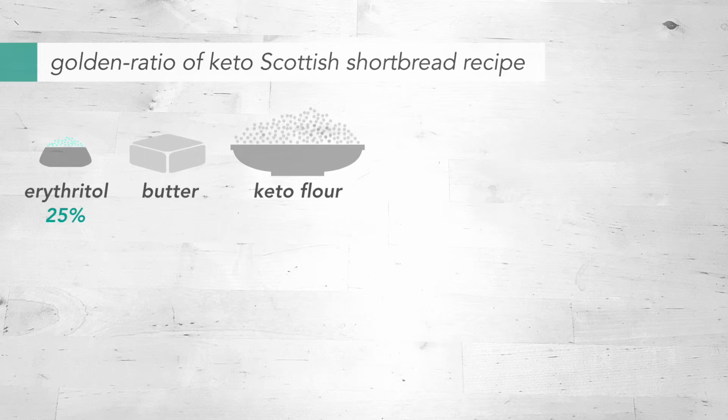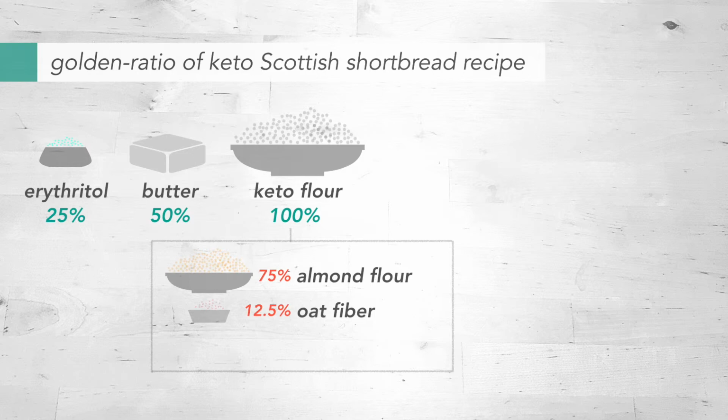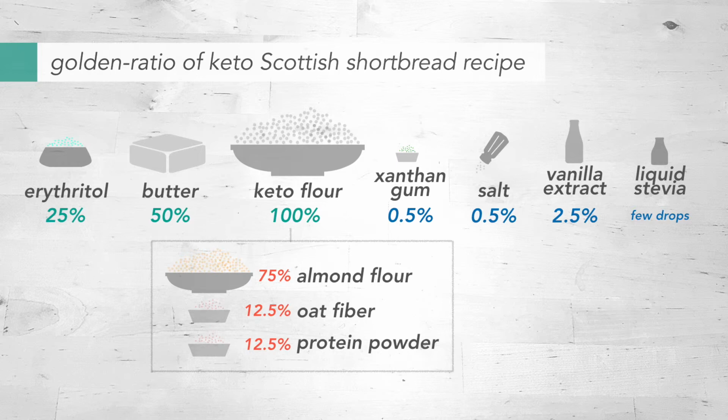25% erythritol, 50% butter, and 100% keto flour, including 75% almond flour, 12.5% oat fiber, and 12.5% protein powder or milk powder. Adding 0.5% xanthan gum as the binding agent. Adding 0.5% sea salt to have all the ingredients balanced. And optional, adding 2.5% vanilla extract to boost the buttery flavor. Also optional, adding a few drops of liquid stevia to remove the cooling aftertaste of erythritol.